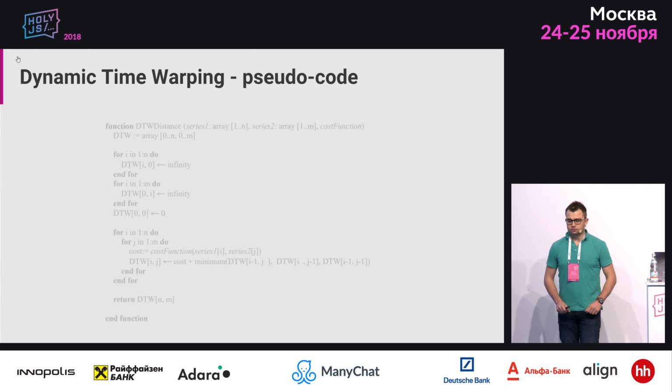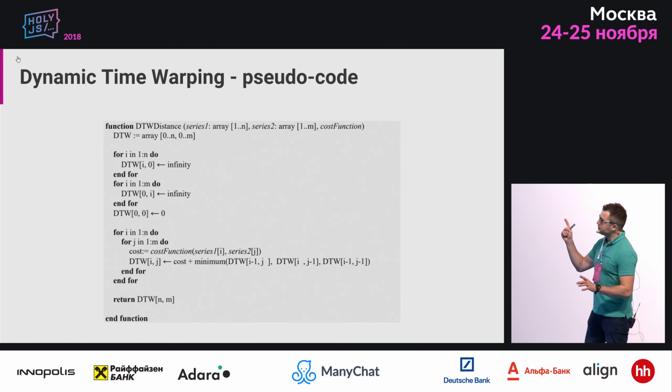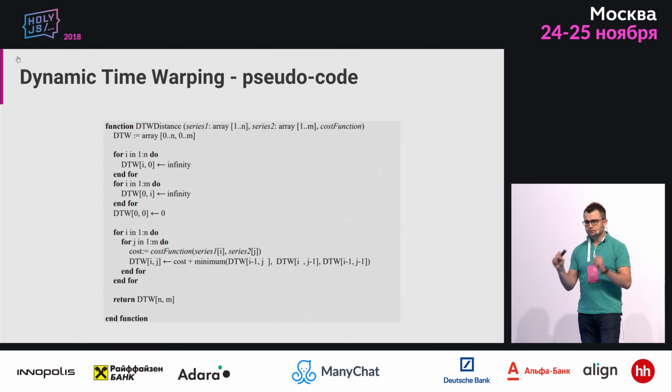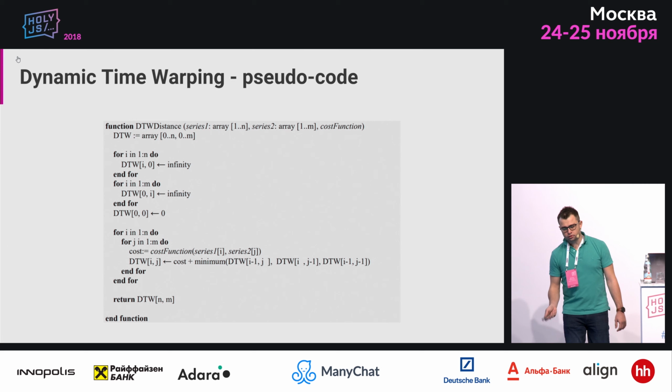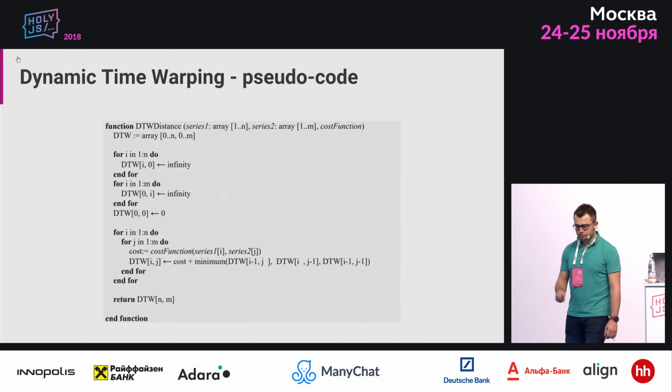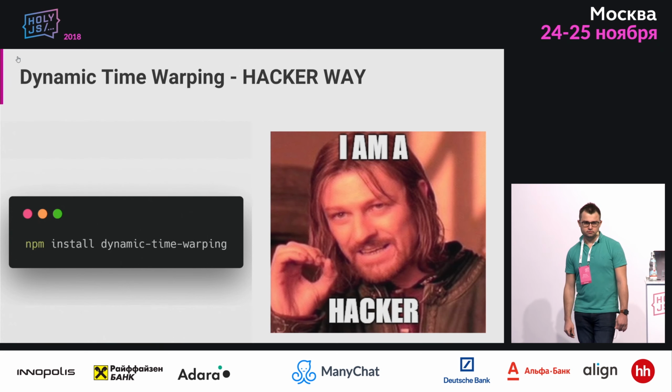So let's take a look. This is the pseudocode of the implementation of dynamic time warping. It takes two arrays and some cost function, and it will give you the value. So you can implement it on your own, with a for loop, an if, and a return, or you can be as hacky as I was.